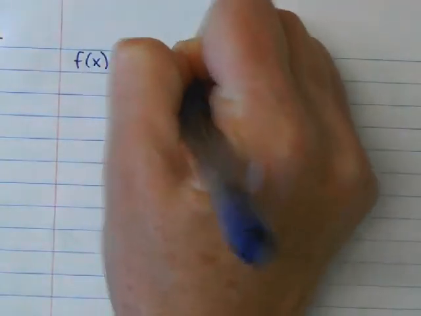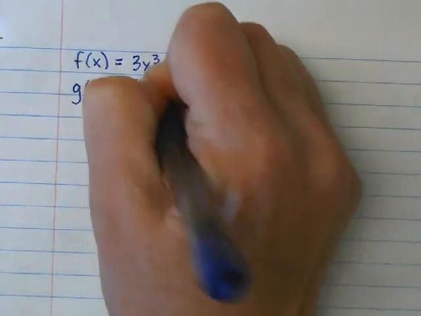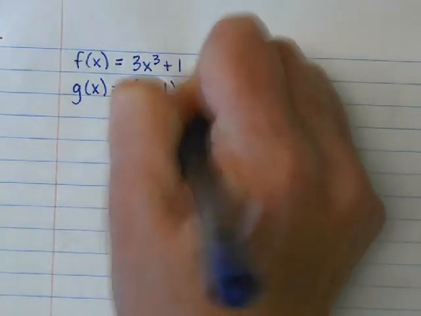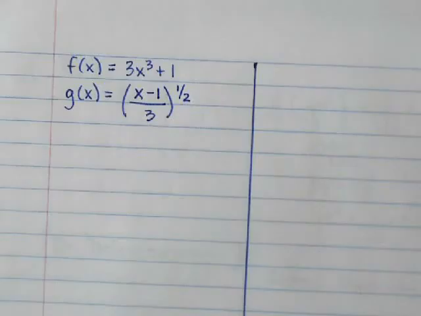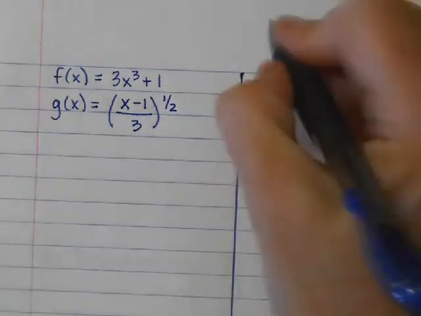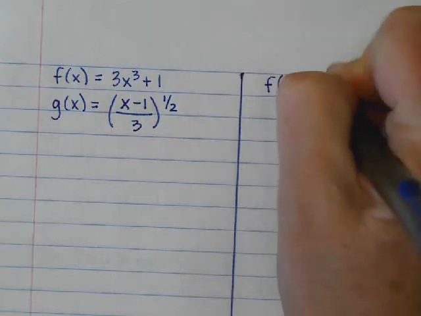Okay, so let's say same thing, that I'm given two functions. So f of x is 3x cubed plus 1, and g of x is (x minus 1 over 3) to the 1/3. And we have to verify or prove that these are inverses of each other. Okay, first part, f of g of x.